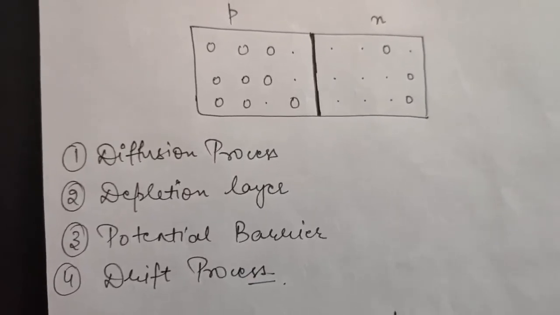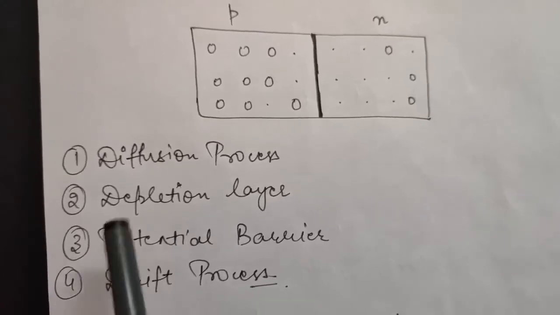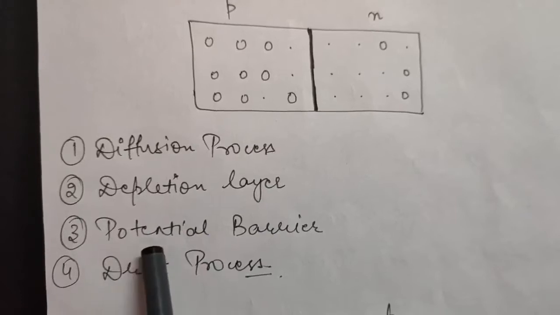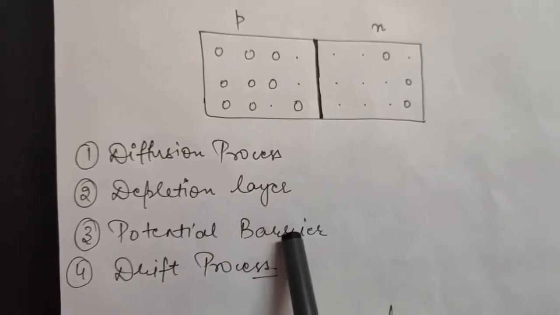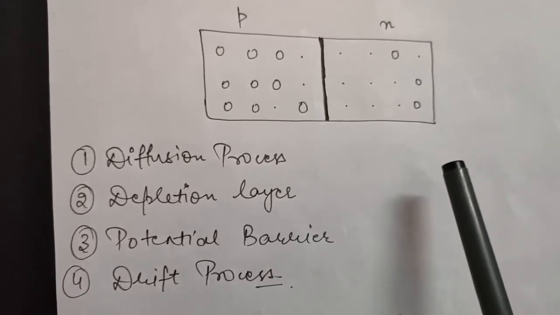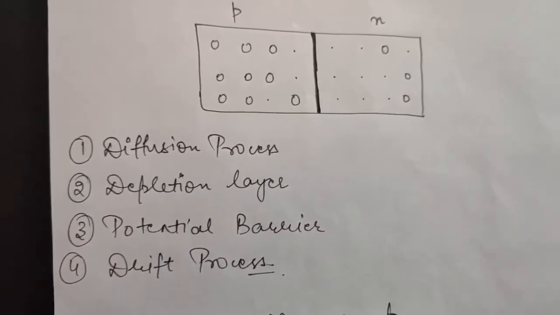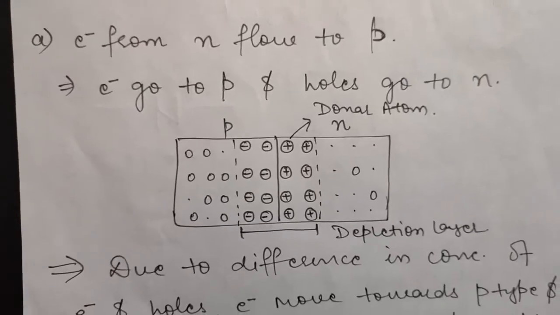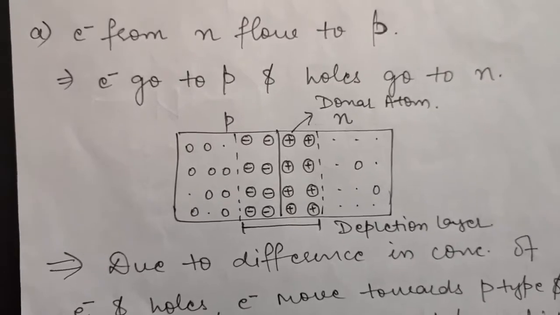So now to study this p-n junction, we will be studying 4 main terms, which are diffusion process, depletion layer, potential barrier, and drift process. So one by one we will be studying each term, that how these terms are related to this p-n junction. So first of all, let us begin with the diffusion process. Okay students, so this explanation is a bit theoretical, so you have to understand each step very properly and carefully.